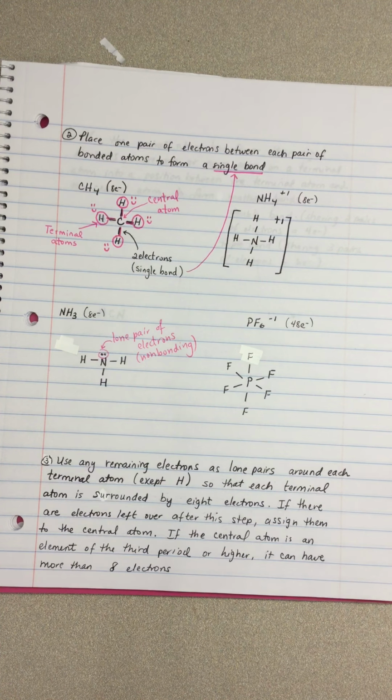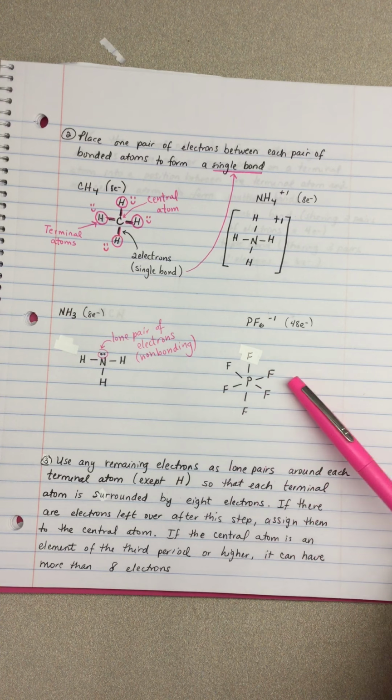Lone pairs of electrons are also known as non-bonding pairs. And we can complete octets by forming chemical bonds, or sharing electrons between 2 atoms, or we can actually use electrons as lone pairs of electrons to complete the octet of an atom in a molecule or in a compound.